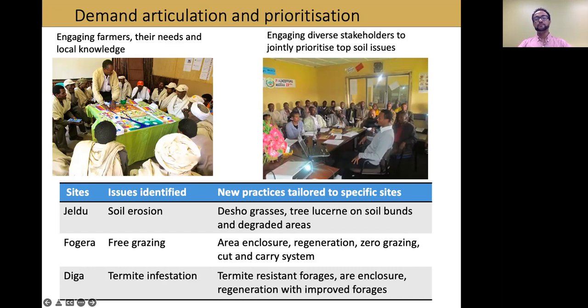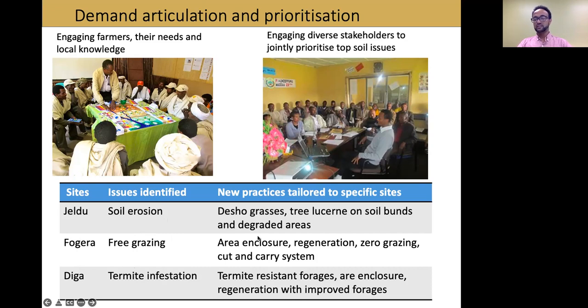We discuss with them and we prioritize what the problems are for each site. And from a list of problems, we identified the top issues for the sites. For Geldu district, it was soil erosion. For Fogara district, it was the free grazing issue. And for Digga district, it was termite infestation, that everyone agrees we can start working on to address it.